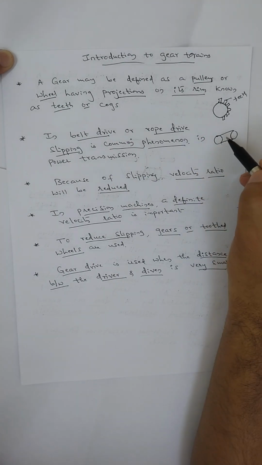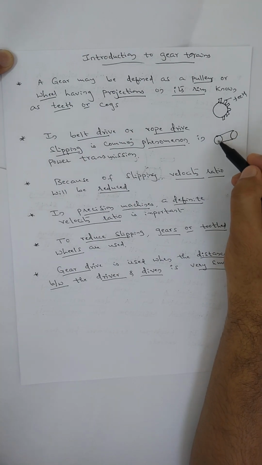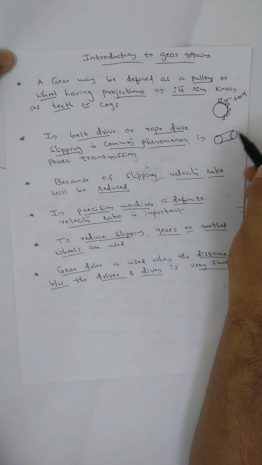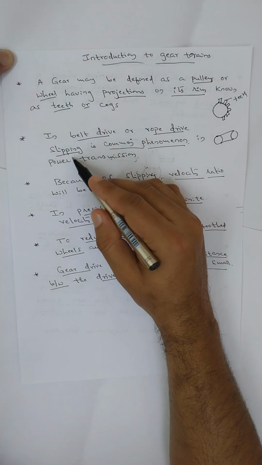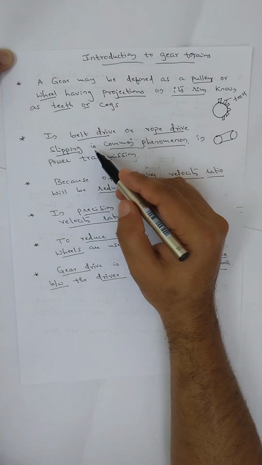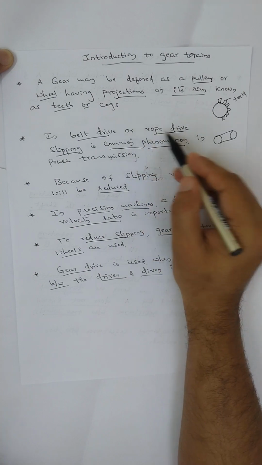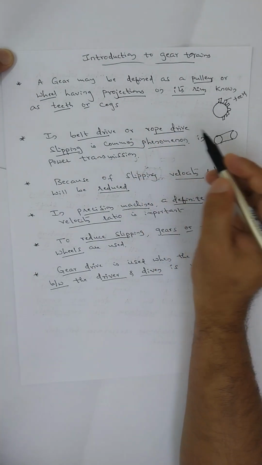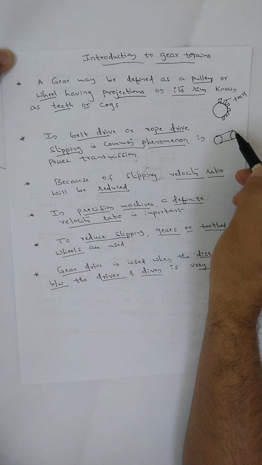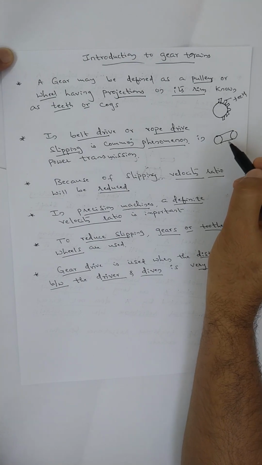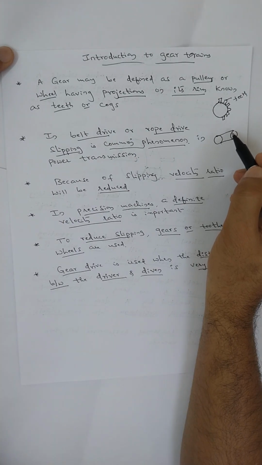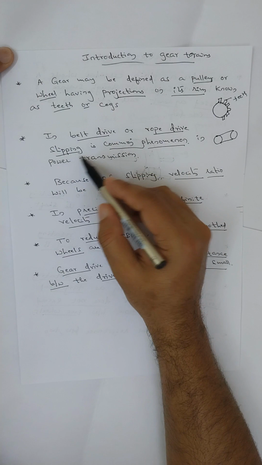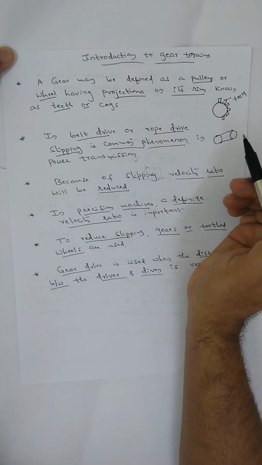Even in the rope drive, the rope is the main material we use to transfer the power from one pulley to another pulley. The main disadvantage of these two, the belt drive and the rope drive, is slipping. Slipping is a common phenomenon that occurs in these two types of systems, because of the belt or rope expansion. You know that the material is elastic. This is the reason slipping may occur in the belt drive and the rope drive.